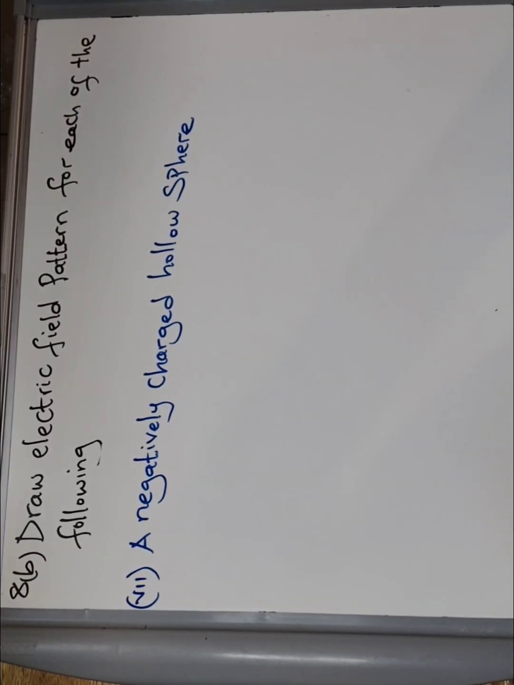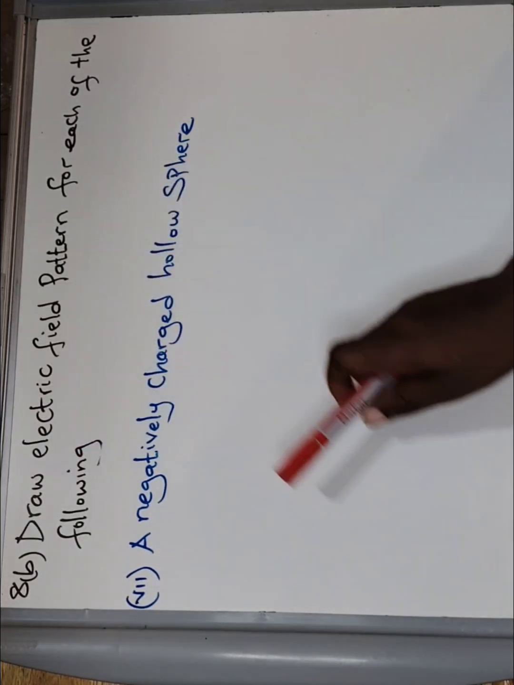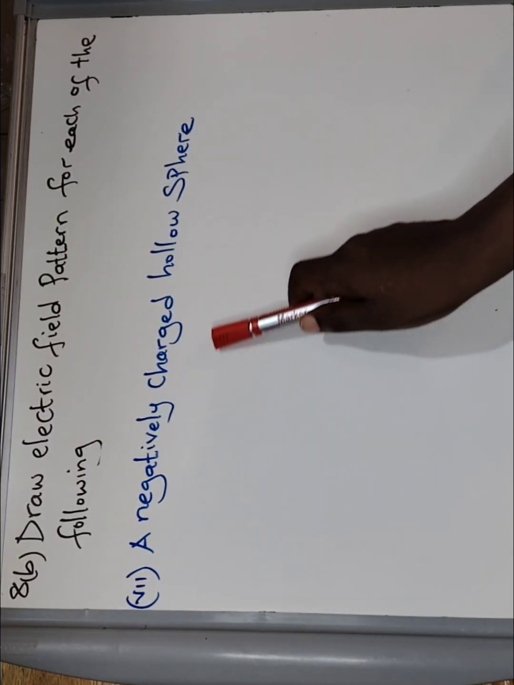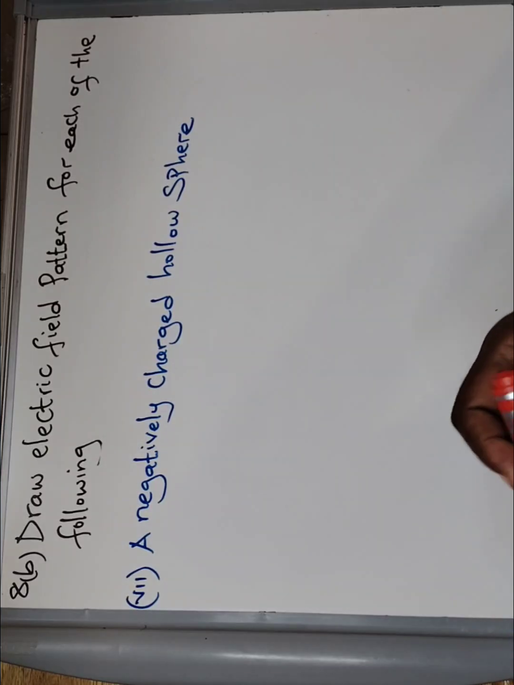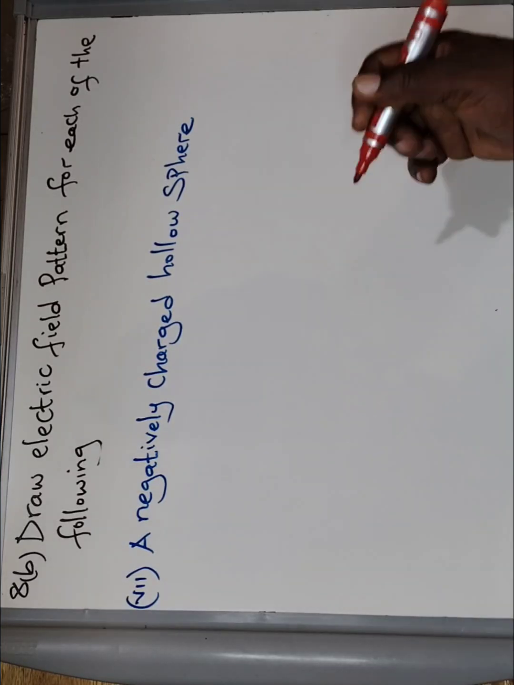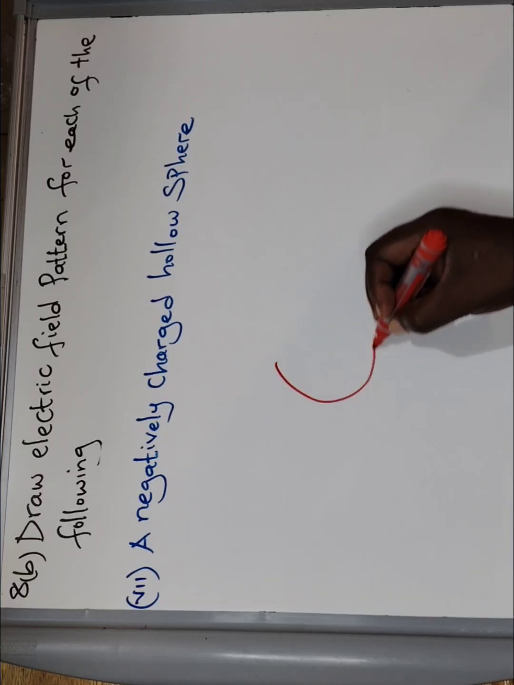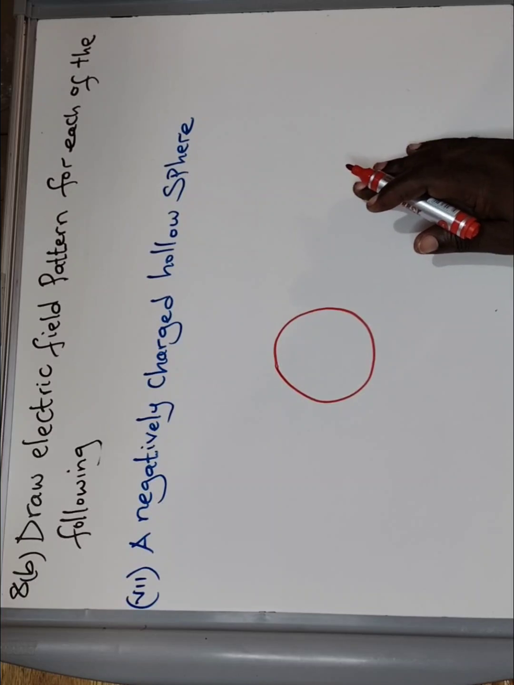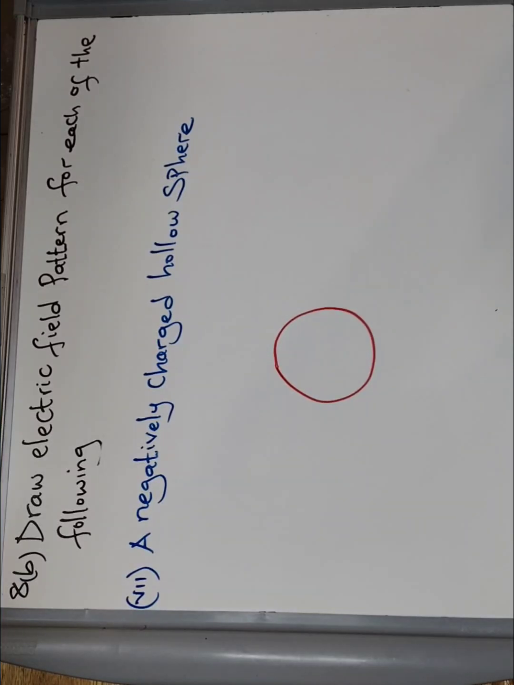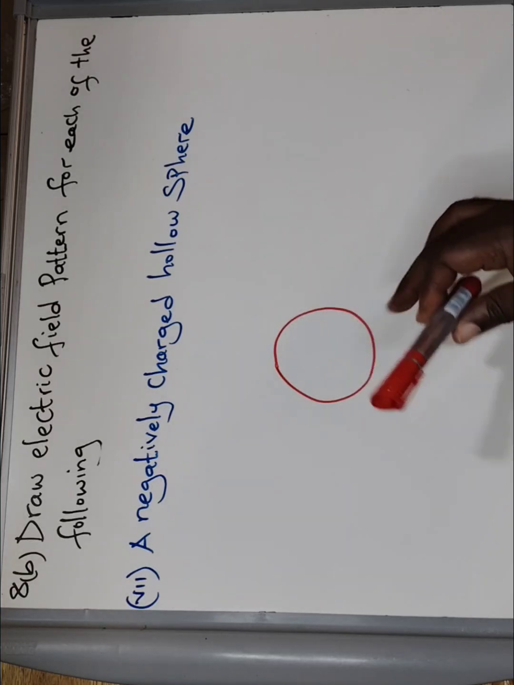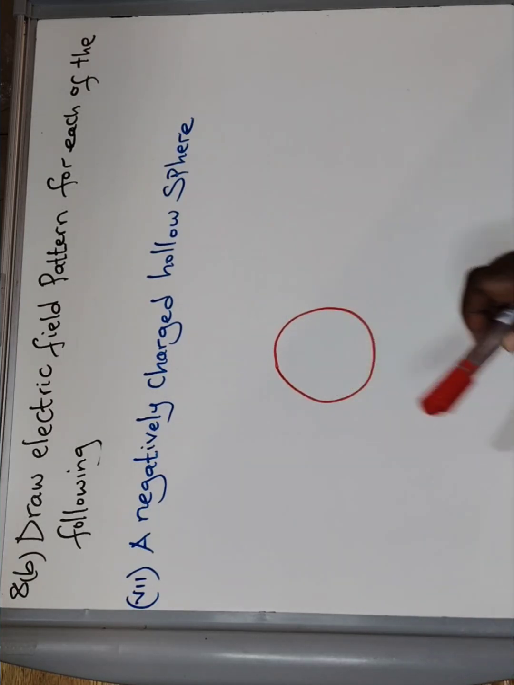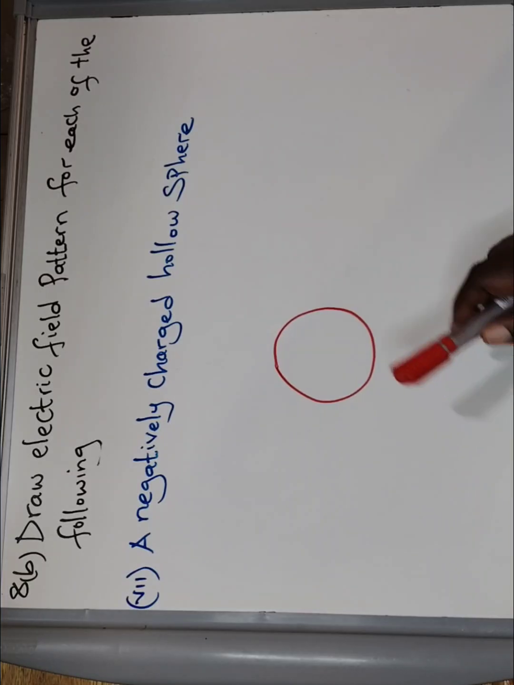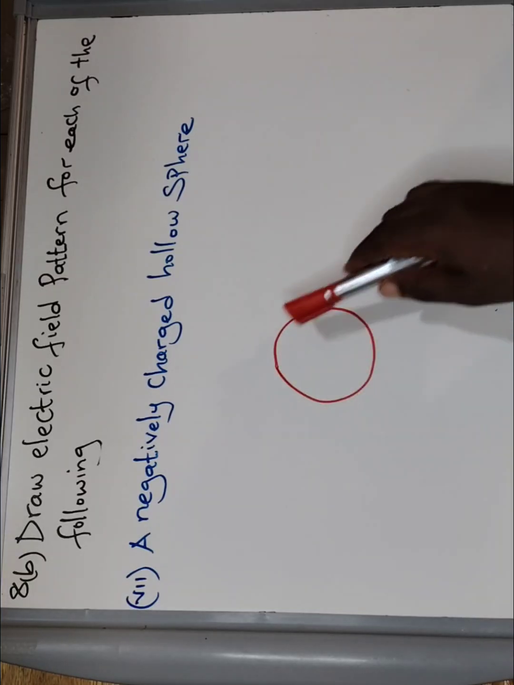So then comes this question. It says electric field pattern for a negatively charged hollow sphere. So what are we having here? We're having a sphere, but inside is empty. It's not solid and it's negatively charged. So how does this look like? Okay, here you have to take note that inside a hollow sphere, there's no charge. So the charge is only on the outside.